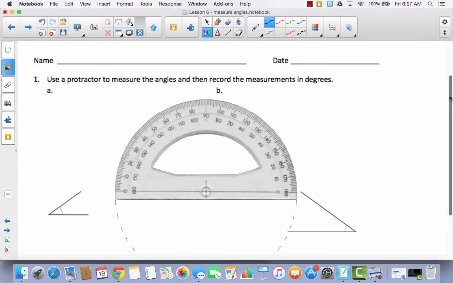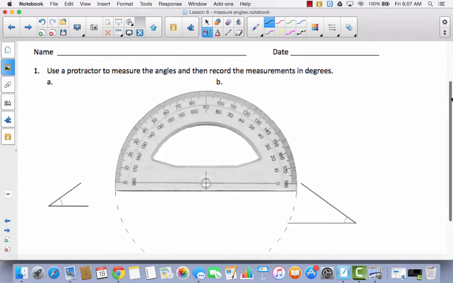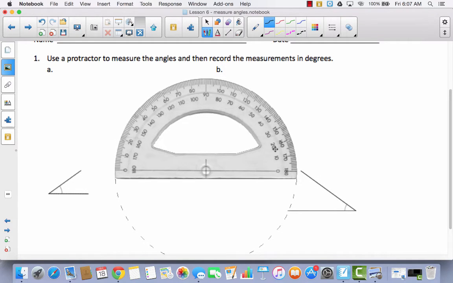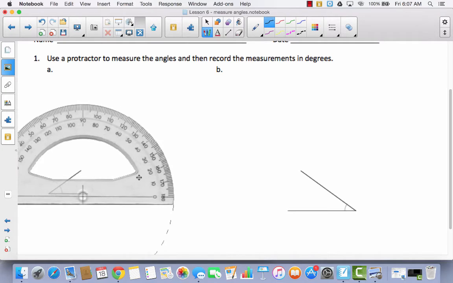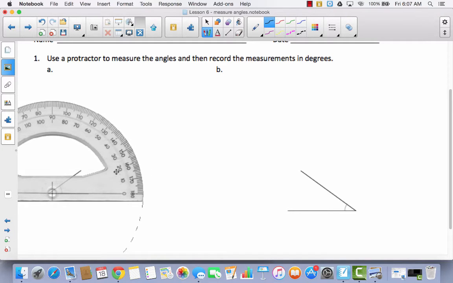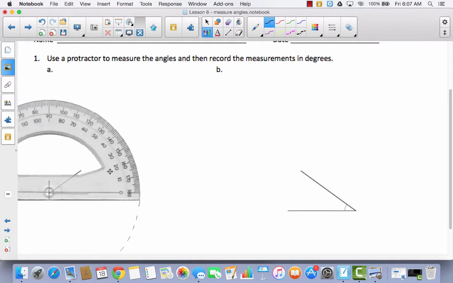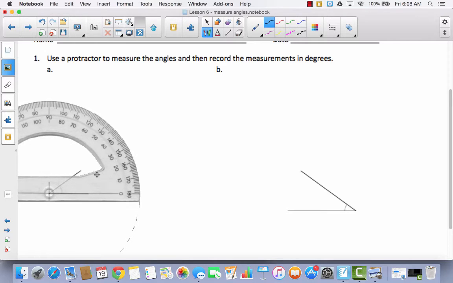You'll notice the directions just say use a protractor to measure the angles and then record the measurements in degrees. The first thing you're going to notice here is that these angles are much smaller. So this is going to make measuring them just a little bit more difficult, because look at what happens whenever I put my protractor on here. You'll notice that this ray does not extend all the way. So it's hard to tell what the measurement is.